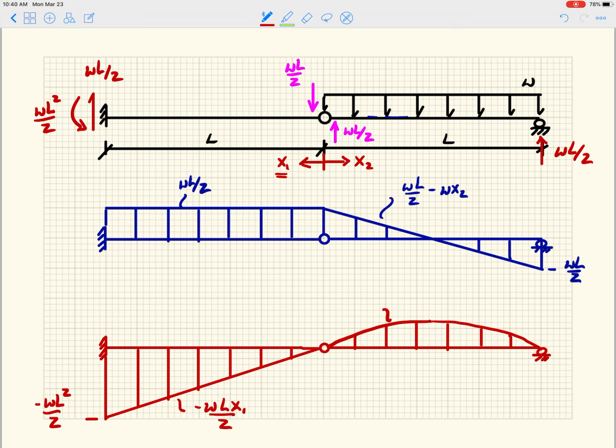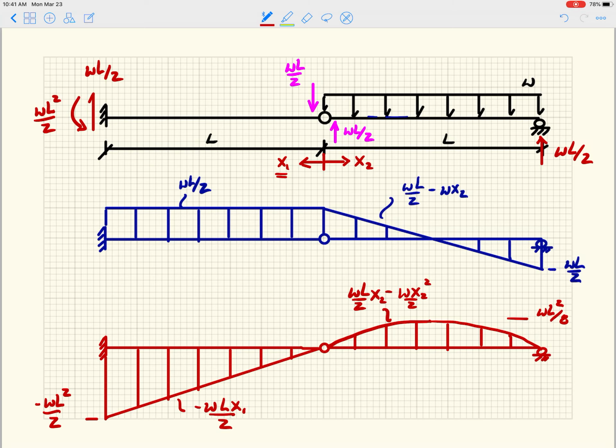And so this equation here is just my WL over 2 x2 minus WX2 squared over 2. If I've made a mistake somewhere with these x2s and x1s, just understand x2 is only valid for the right-hand member, x1 is only valid for the left-hand member, right? So if I'm talking about a left-hand or the right-hand member, that should be the x1s and x2s respectively, right? And this guy here is WL squared over 8, right? So that's the maximum value, right?